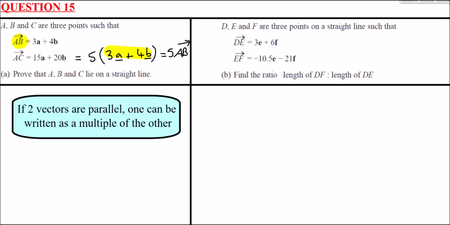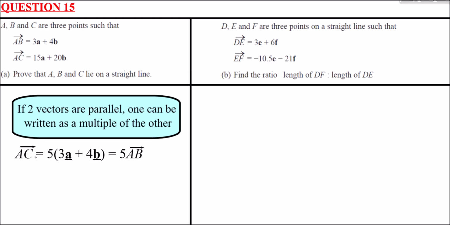So something we might want to write down could look like this. Like I said earlier, AC, factorise it to show that it's 5 lots of AB. You've then proven that AC is a multiple of AB. So in a sense, you've proven that AC is parallel to AB. We now just need to write this down to show to the examiner we know what we're talking about and we mean business. We want our marks.